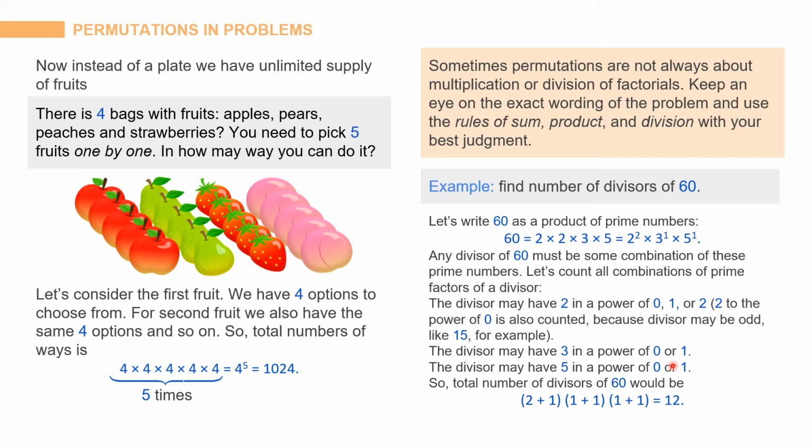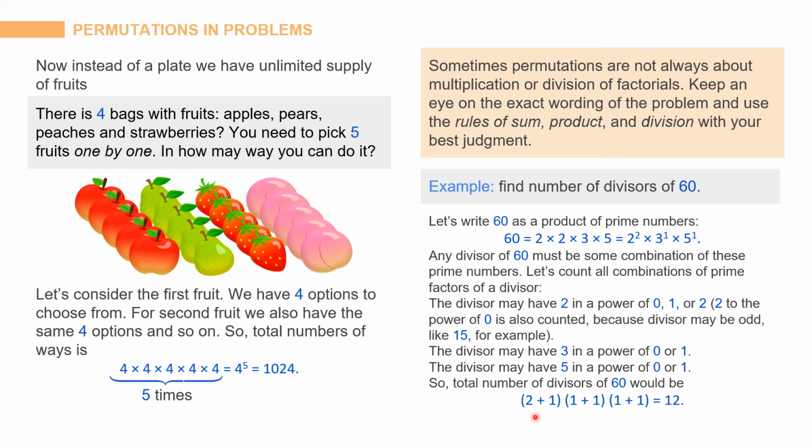And I can choose none, 1, 2, or basically up to the maximum number of factors available on each plate. So there are 3 options to choose from the plate with 2s: 0, 1, or 2. There are 2 options to choose from the plate of 3s: no 3s or one 3. And there are 2 options to choose from the plate of 5s: 0 or one 5. So that's 3 times 2 times 2, or 12 ways.